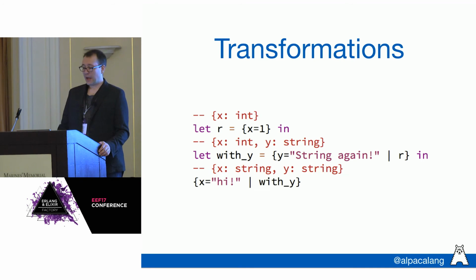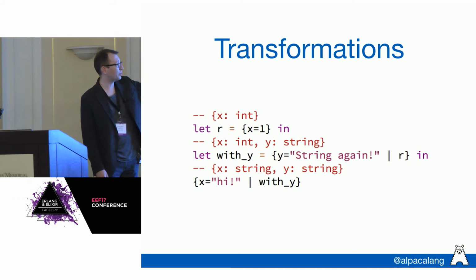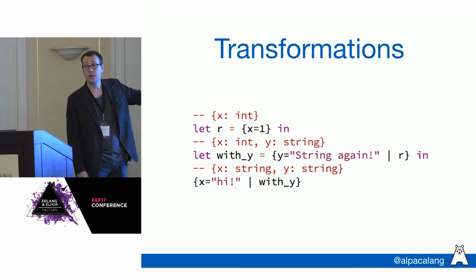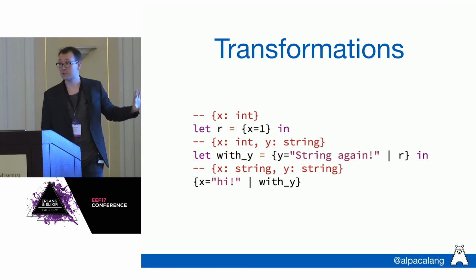Okay? And as a result, we allow transformations not only to add members, but also to transform an existing member's type. So at the very bottom here, we're actually replacing the integer x with a string x. And again, because each one of these records is a distinct type and a distinct value, this is perfectly safe.